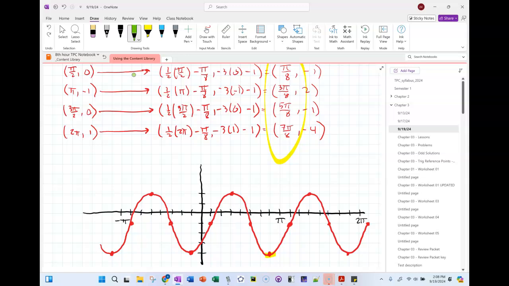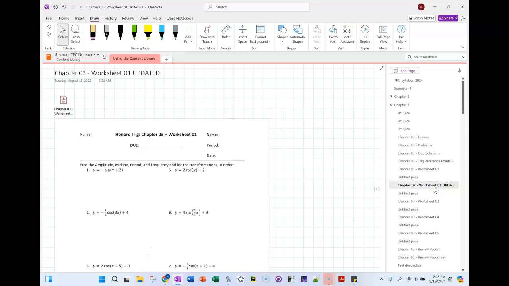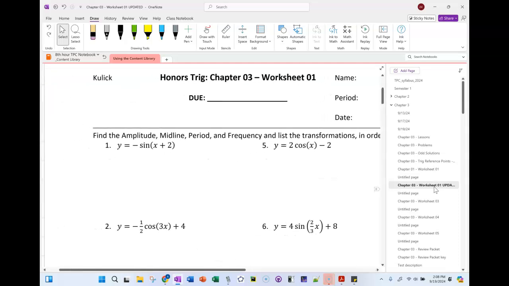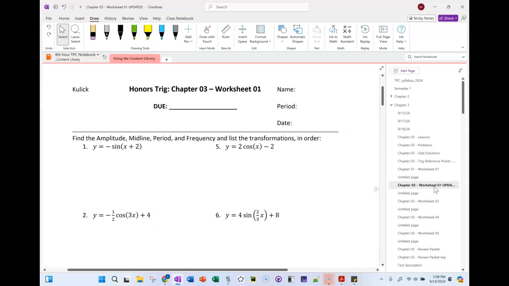So, for this lesson, your assignment is this worksheet 1, the updated version. In your content library, it says worksheet 1 updated. On the first page, you're going to have some trig equations, some functions, and it asks you to find the amplitude, midline, period. Okay, that was easy. We've done that a bunch of times now. And frequency.